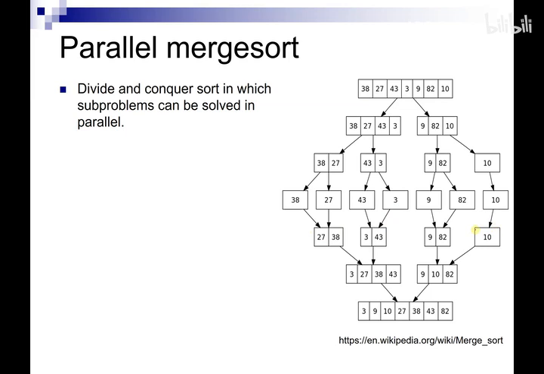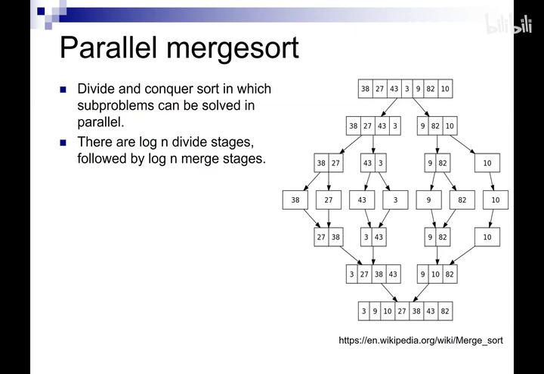So then at each layer you have a bunch of these sorted subarrays. At the next layer you're going to merge 2 of these sorted subarrays into another sorted subarray, and then you just keep doing that. So that's the sequential version of merge sort. If there are n numbers, then we're going to do log n divide stages, followed by log n merging stages. In a sequential setting, each stage takes order n time, so altogether it's going to take order n log n time.